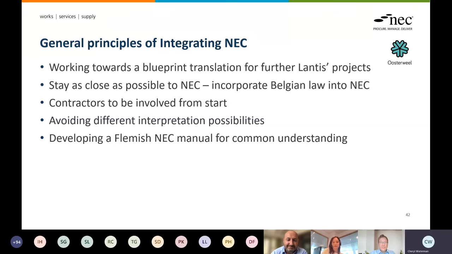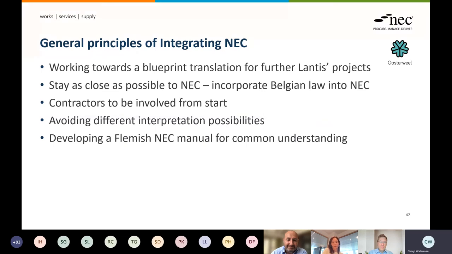In order to do so, we had five general principles that we set in front of our work when we started. We said we wanted a blueprint translation, not just for the Oosterweel program or for the Right Bank projects, but a blueprint that we can use for further projects for Lantis as well. We also had quite a discussion: are we going to use the general execution rules from Belgium or are we going to use the NEC? It needs to end up somewhere in the middle. We decided to stay as close as possible to NEC, as this is really an operational contract, where the general execution rules are more lawyer's language.